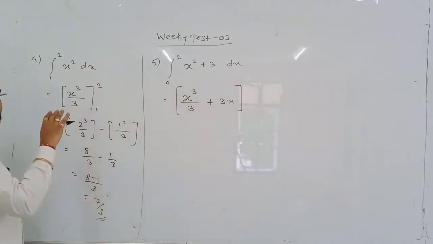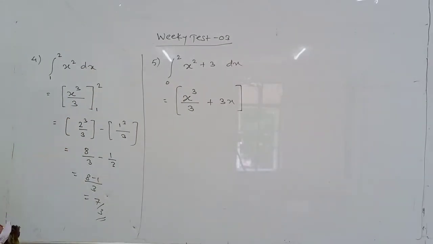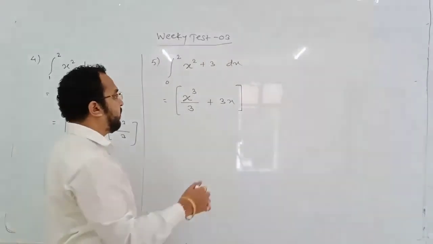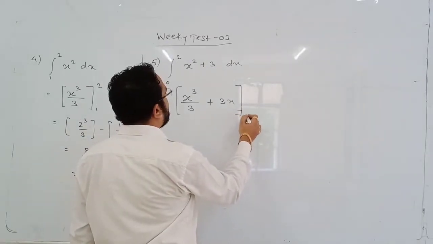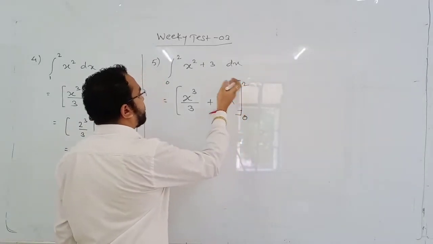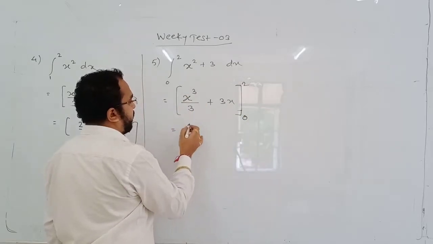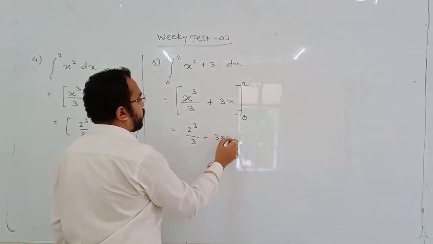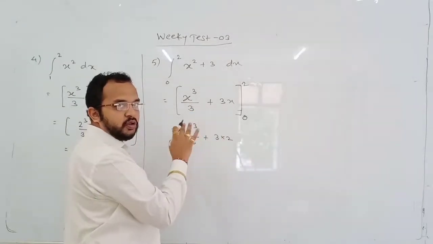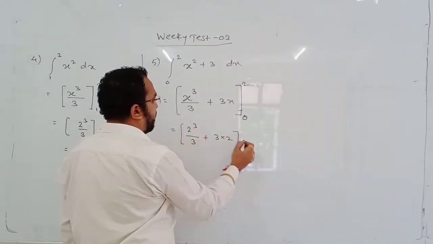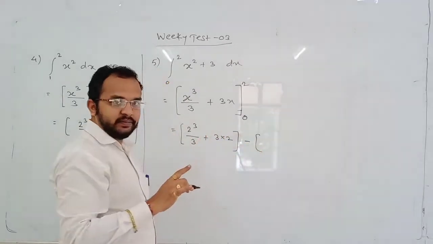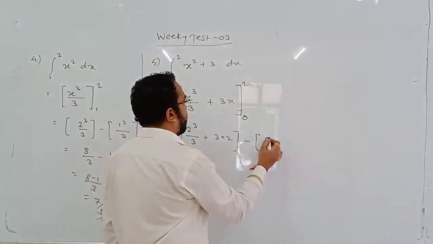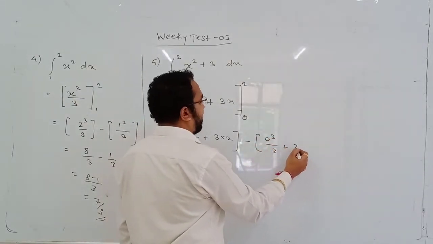How to recognize whether it is definite integration or indefinite integration? In definite integration, the limits are there, upper limit and lower limit. But in indefinite integration, there were no limits. So from 0 to 2, first substitute 2 and then substitute 0. So when I substitute 2, it will be 2 cube upon 3 plus 3 into 2. Wherever there is x, substitute 2, higher limit, then minus wherever there is x, substitute lower limit. So that will be 0 cube upon 3 plus 3 into 0.